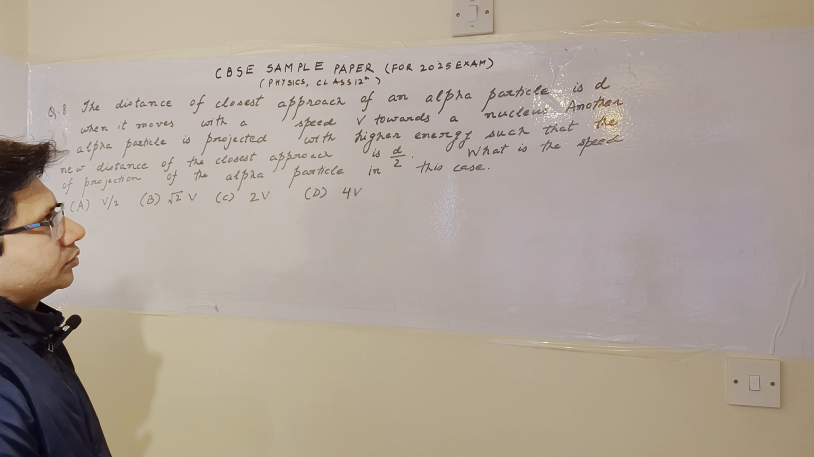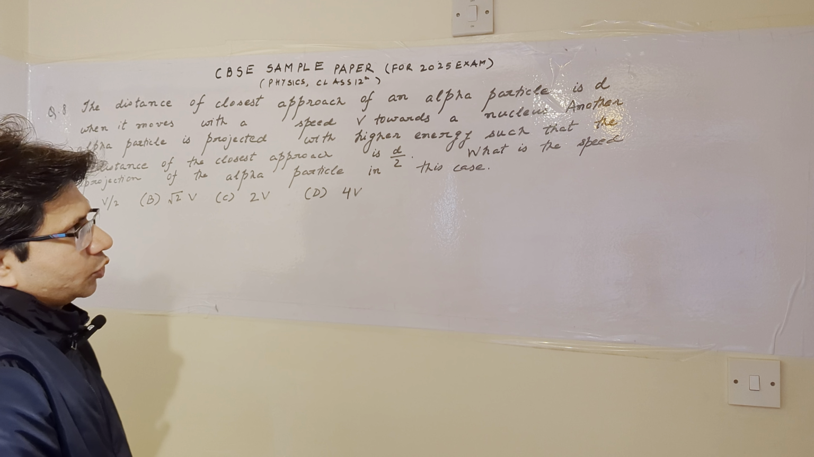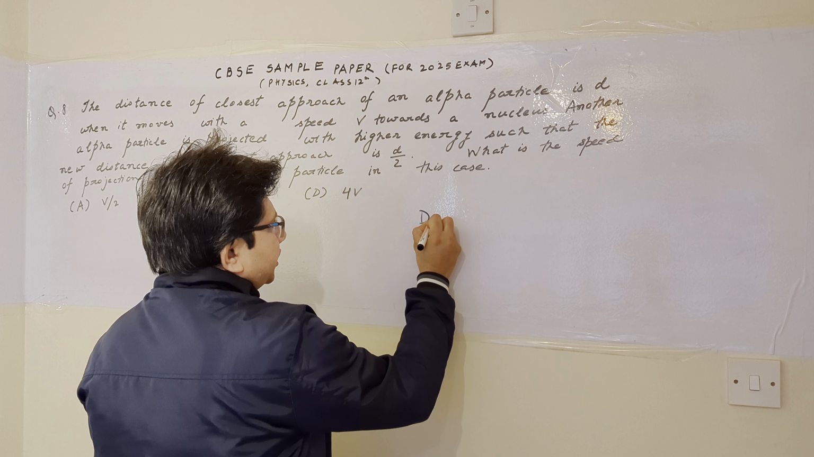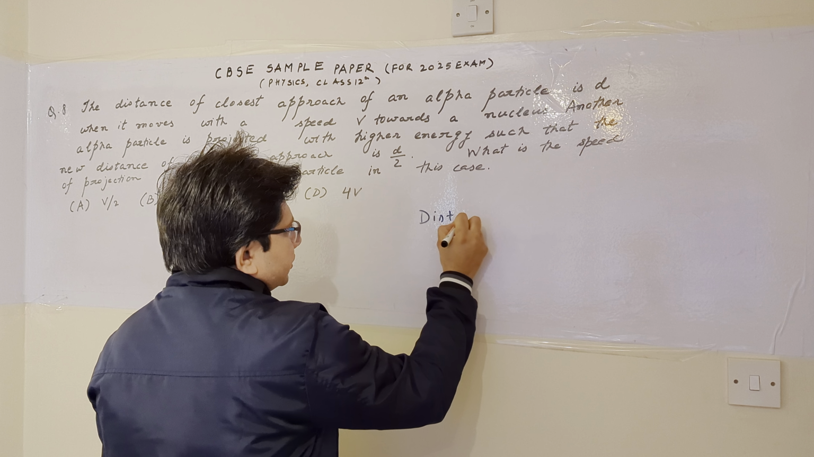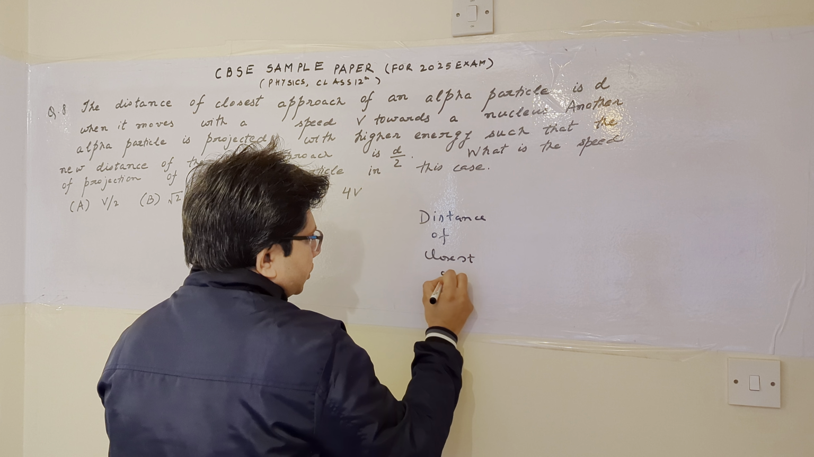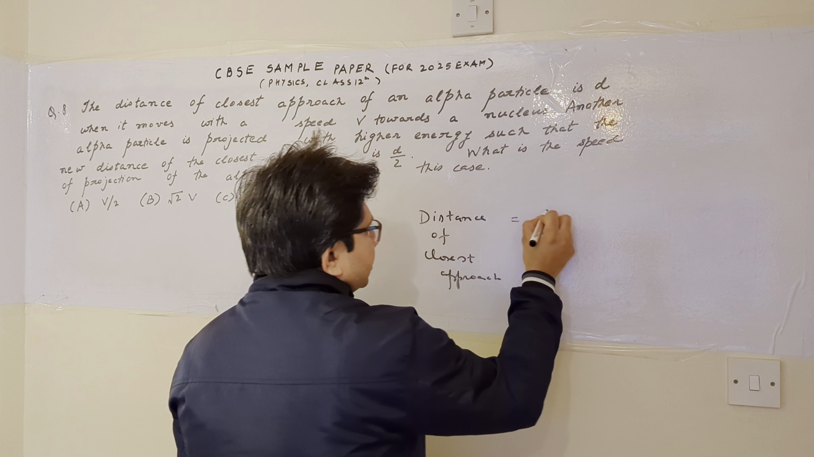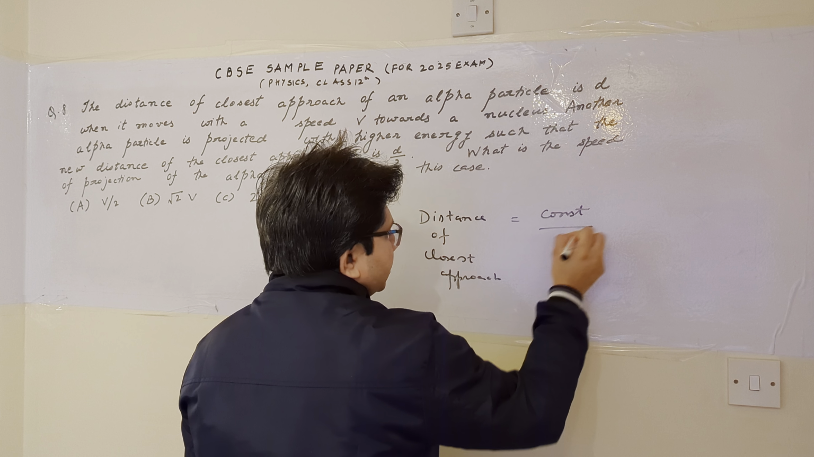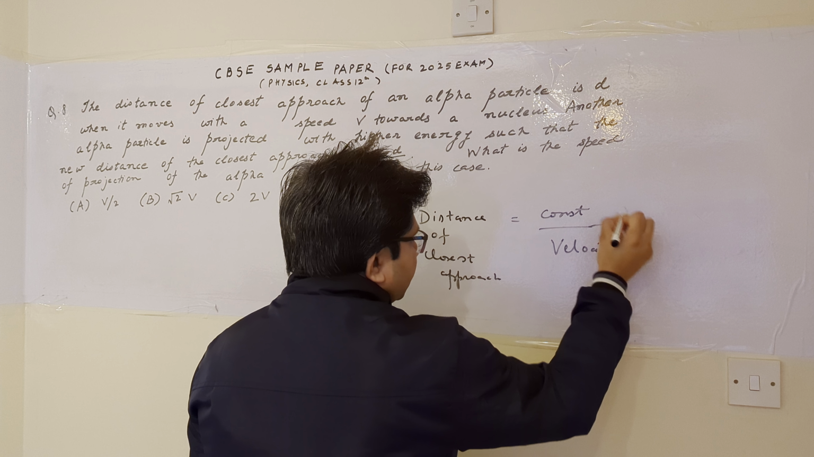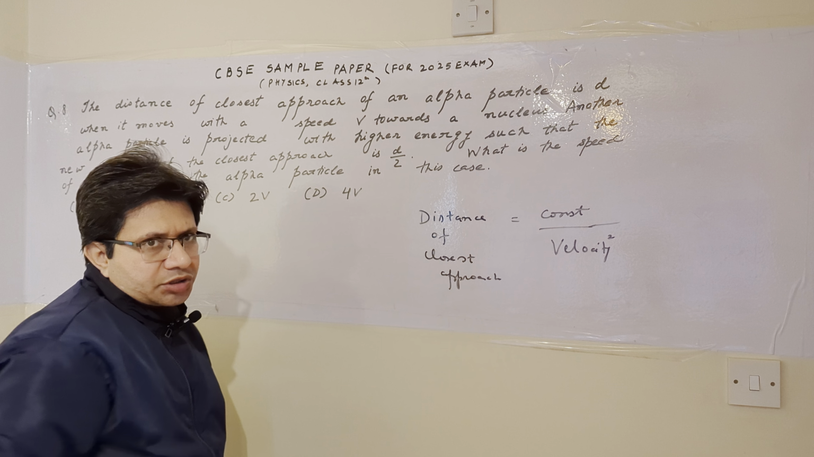So this is the question which is based upon the nucleus and the alpha particle going with the closest distance of approach. There is a formula used in this particular case: the distance of closest approach is basically a constant upon the velocity square, the velocity of the particle and its square. So distance of closest approach is constant upon velocity square.